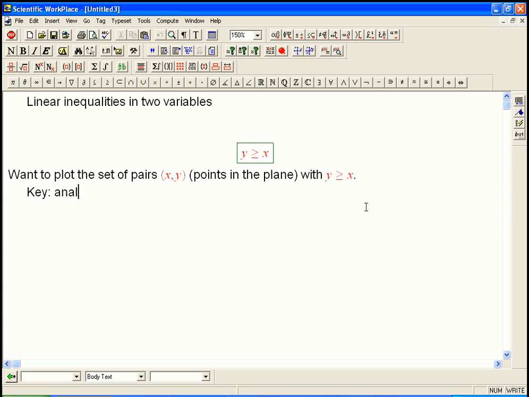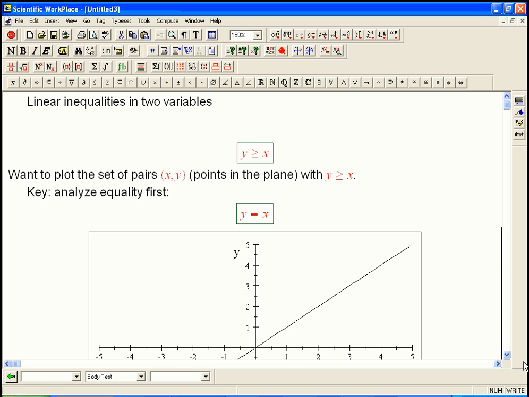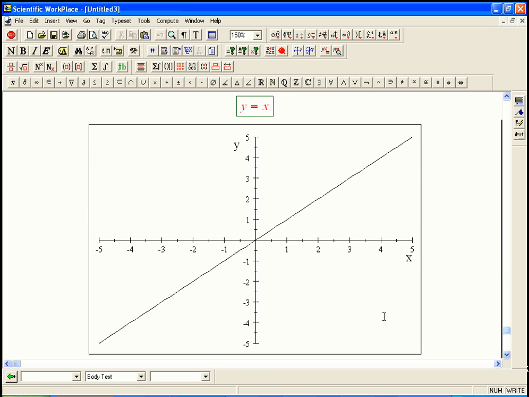is to analyze the equality first. And that's just y equals x. We know how to deal with that. That's a line. If these are both linear in x and y, this will be a linear equation in x and y, and you'll be able to figure out that's a line. I picked a really simple one, y equals x. So let's just plot that in 2 dimensions. It's just that line.